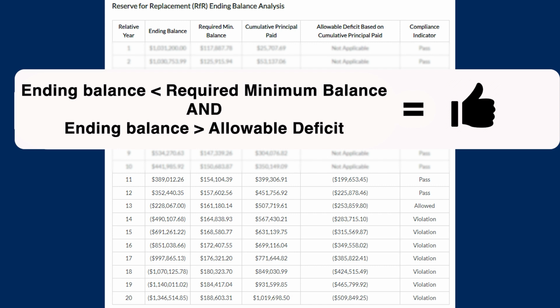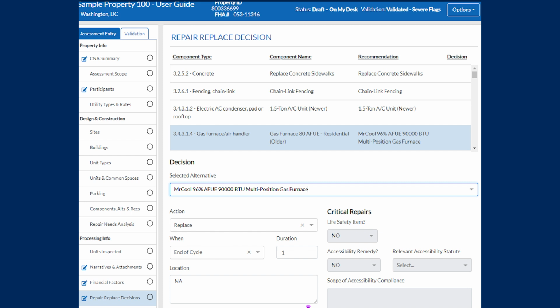As stated in Housing Notice 2023-03, this change was made with the understanding that the RFR would be reevaluated in year 11, and if it is underfunded at that time, either monthly deposits must increase or a one-time deposit must be made to address the property's capital needs. Next, we'll talk about the Repair-Replace decision screen. This is where you'll enter information regarding your decisions about whether to follow the CNA preparer's recommendations for each component.